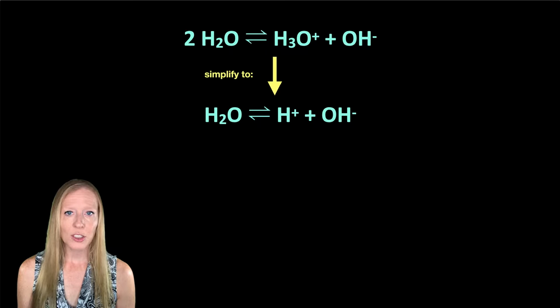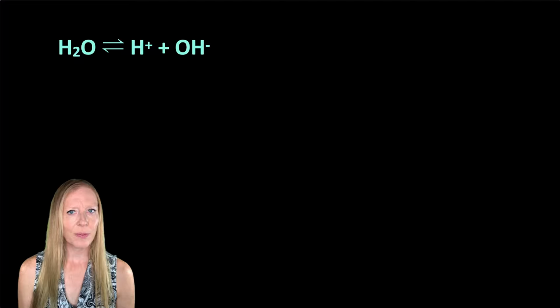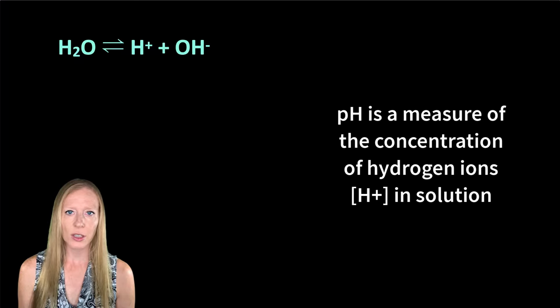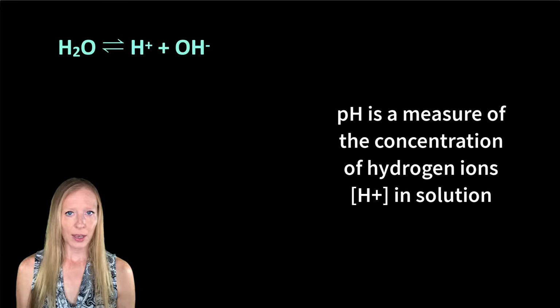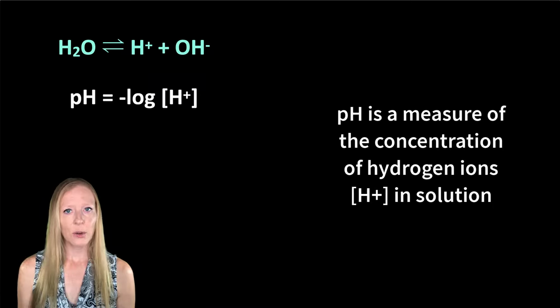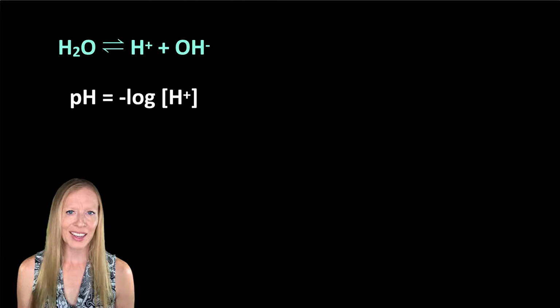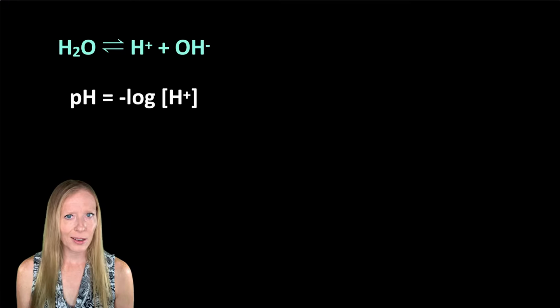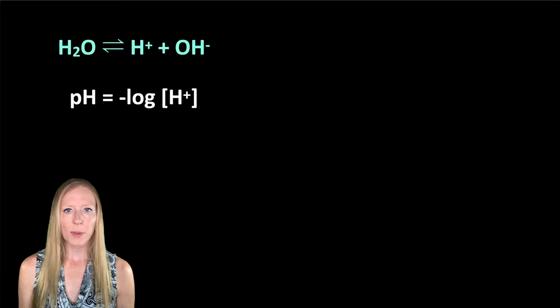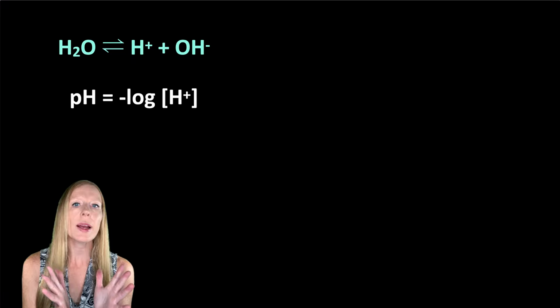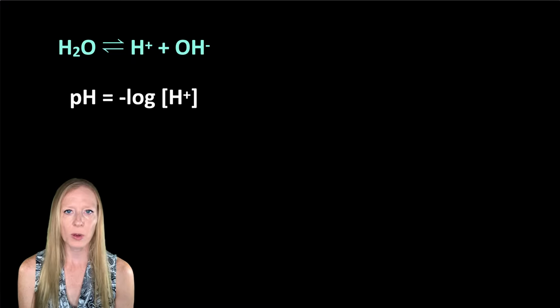You've probably heard of pH, but what is it exactly? Well, pH is a measure of the concentration of hydrogen ions in a solution. We can calculate pH with this equation. pH equals the negative log of the molar concentration of hydrogen ions in solution. Okay, well, why are we using a logarithm here? In fact, why do we use them at all? The answer is that we want to represent something that can vary drastically in a manageable way.